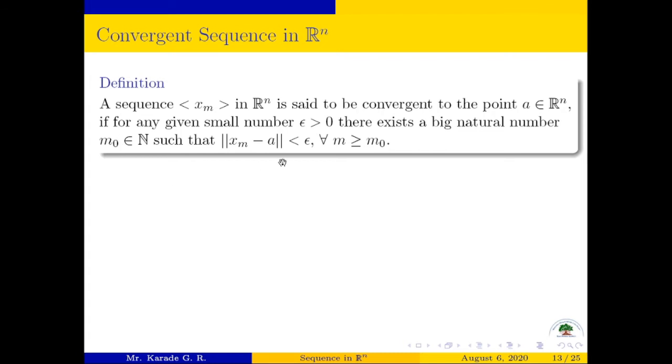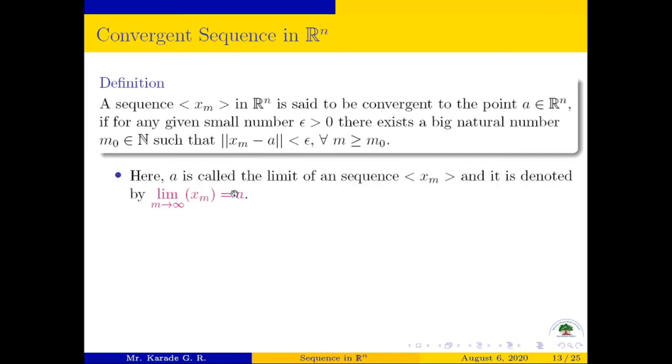Or we can say that the sequence xm in Rn converges to the point A in Rn if and only if for any given epsilon greater than 0 there exists a big natural number m naught belongs to N such that all terms beyond the term x m naught are within distance epsilon from the point A. That is also very important. Here A is called the limit of the sequence xm and it is denoted by limit of xm as m tends to infinity is equal to A. So the limit of the sequence xm is A, meaning terms of the sequence xm approach A when m becomes larger and larger.